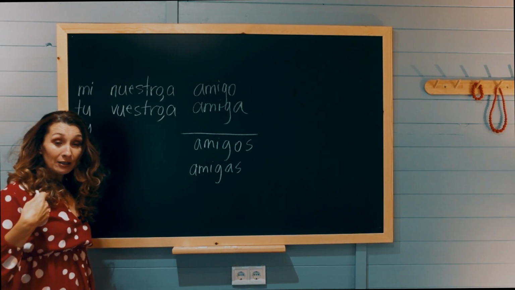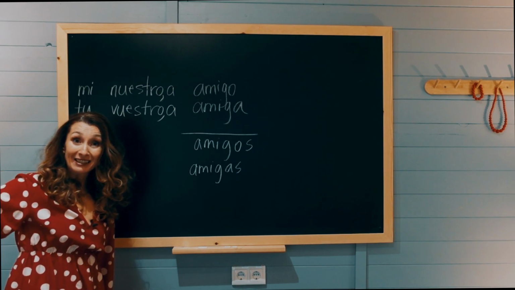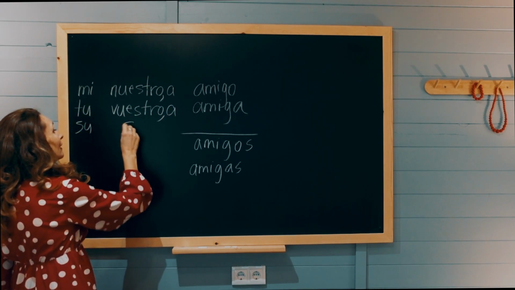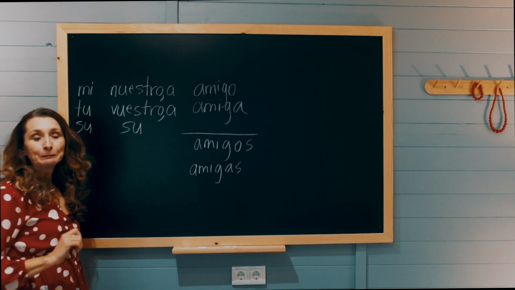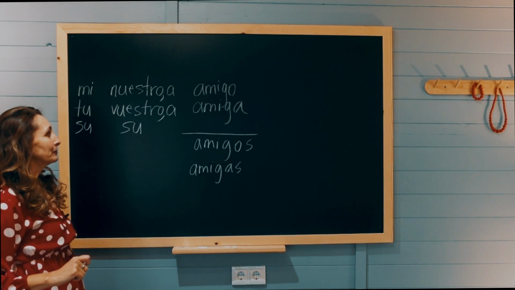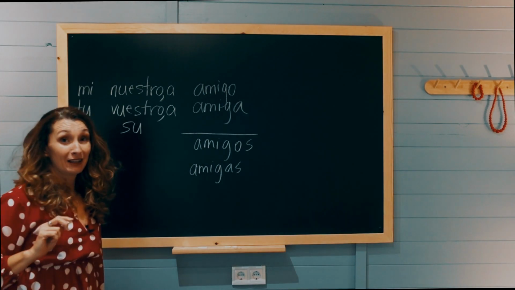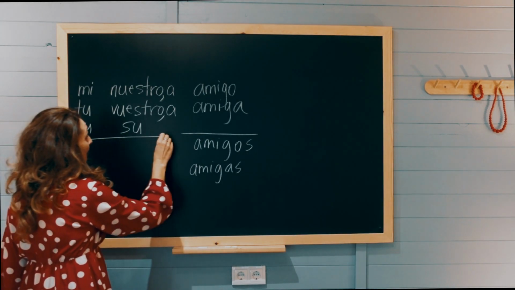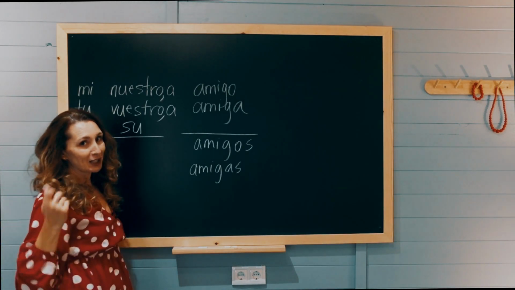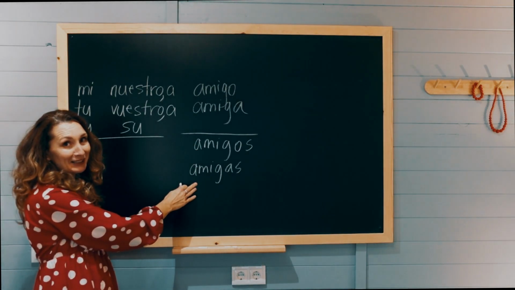But if it's not ours, not yours, if it's theirs, so there's a group of kids there and this friend is theirs, it's su again, and su for both, amigo and amiga, okay? That's when we only have one friend. If we are lucky, we will have more than one friend in life, in which case we will be talking about amigos and amigas, okay?